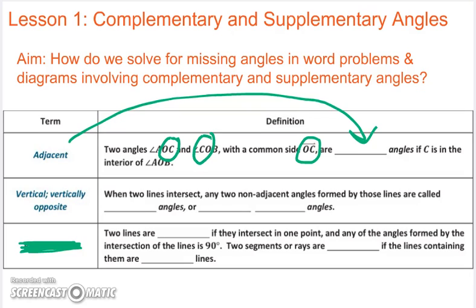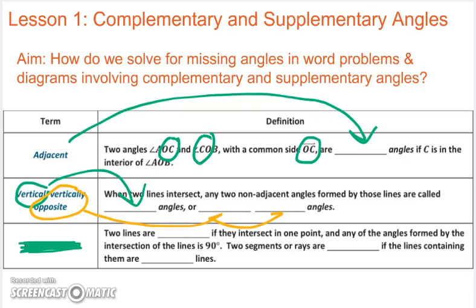Okay, so our vertical angles are always opposite from each other. They are not adjacent. They will not be right next to each other. They'll be opposite each other. We'll take a look at this in our next slide. So again, vertical, we'll plug it in that box right there, and then vertically opposite, two words. Again, these are some key terms that we should be reviewing.